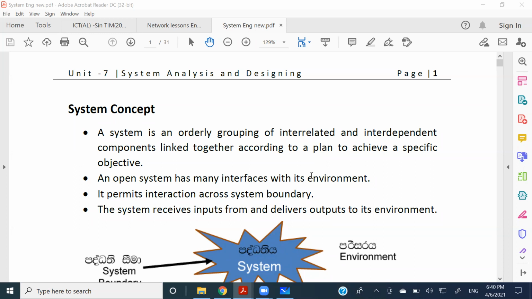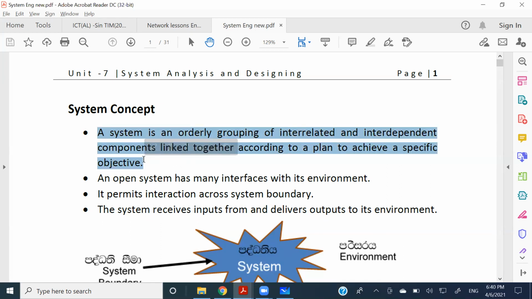So first of all, we are going to talk about the concept of the system, and the definition is given here as the very first point. So if you get a question saying define a system, this is what you have to write. A system is an orderly grouping of interrelated and independent components linked together according to a plan to achieve a specific objective. So you should give that idea.